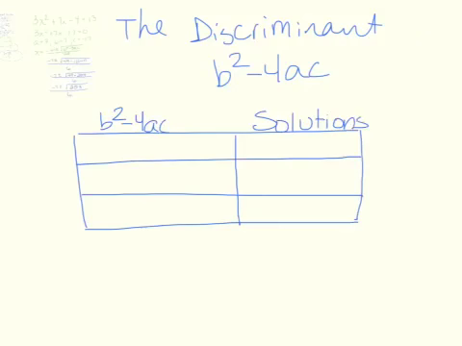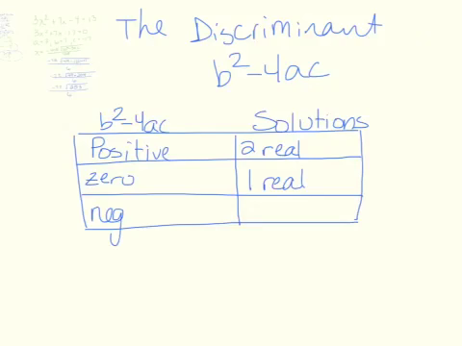All right, here we go. If b squared minus 4ac is positive, you have two real solutions. Wait, let me write this down. If b squared minus 4ac is 0, you have one real solution. And finally, if b squared minus 4ac is negative, you have two complex solutions.